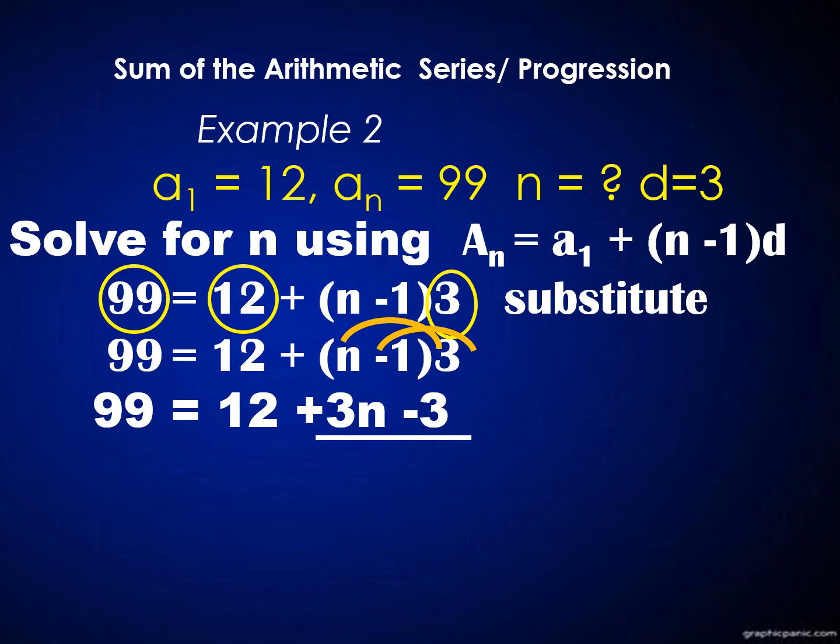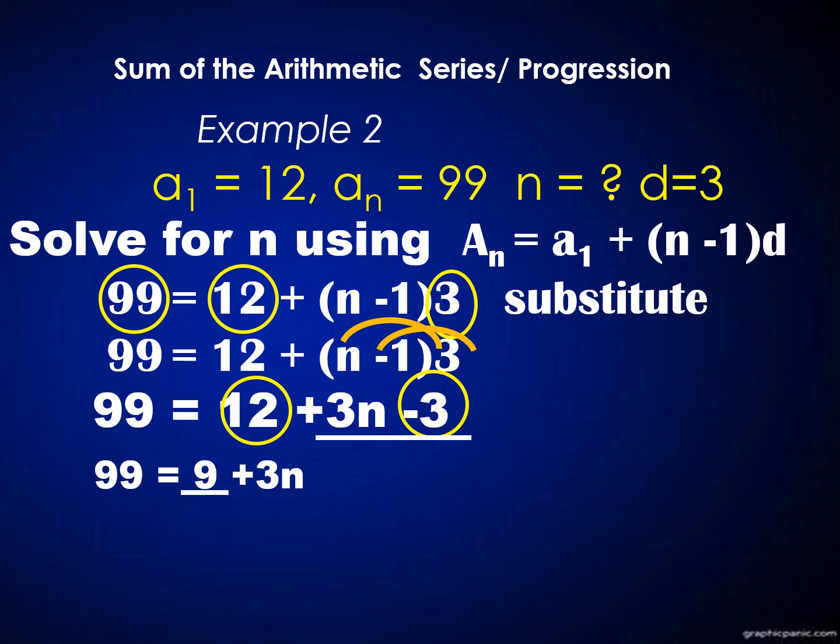Then this time, you have to add like terms. Yung parehong numbers, you have to add. Or you can combine. So, in this case, magsusubtract ka kasi pwede pagsamahan yung by subtraction. That is 12 and negative 3. So, we have 12 minus 3 and that is 9. So, we have 99 is equal to 9 plus 3n.